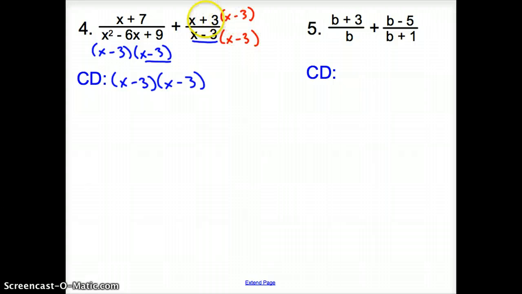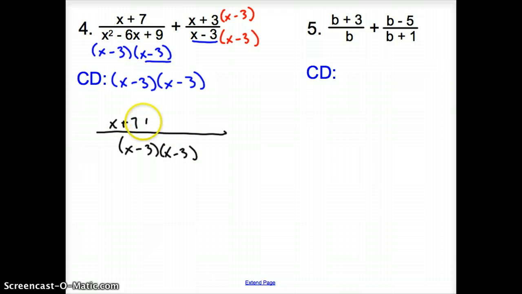So now I am going to put my common denominator down here, which is x minus 3 and x minus 3. Bring down my x plus 7 because I didn't have to touch it, plus this, now I'm going to put in red because I'm going to change this. X plus 3 times x minus 3. Now, please remember, we're going to put a couple things together. Remember that we have to FOIL this. We have to distribute all those terms.